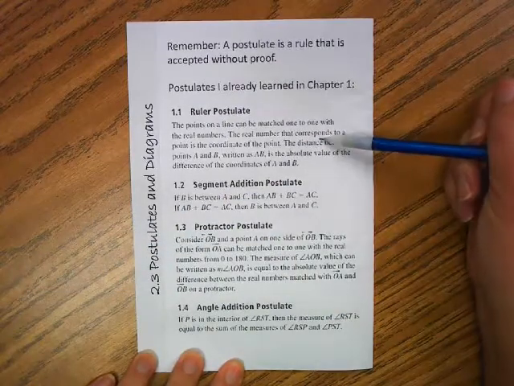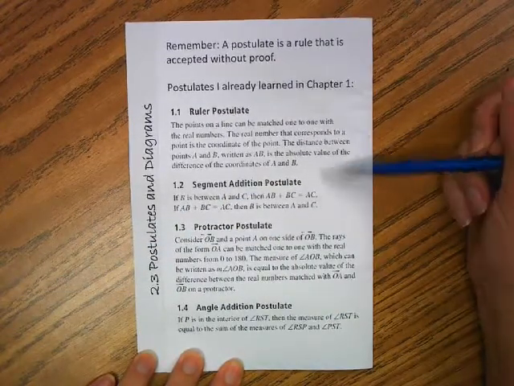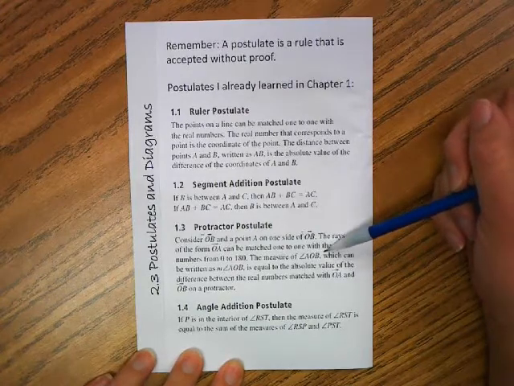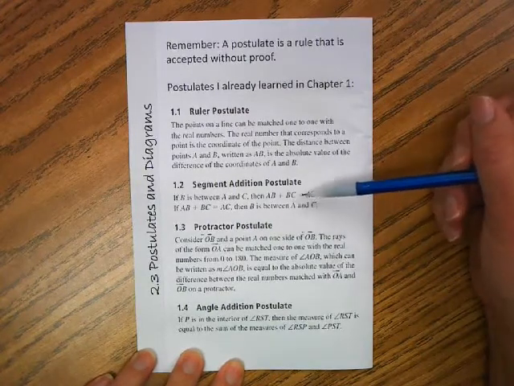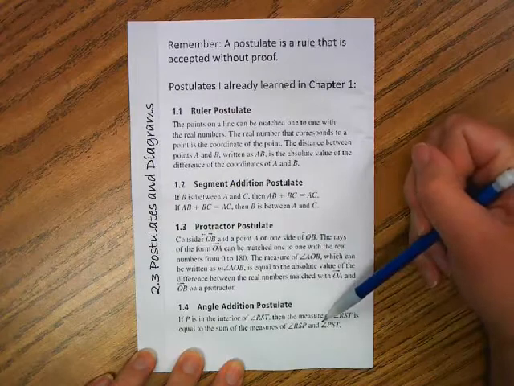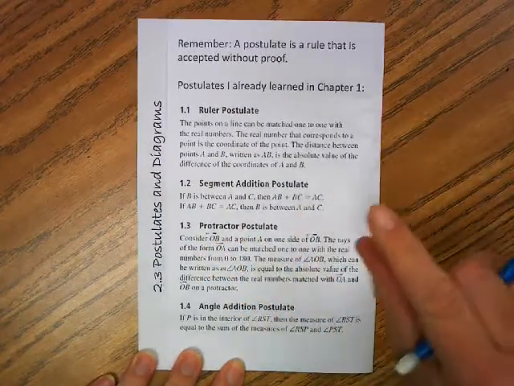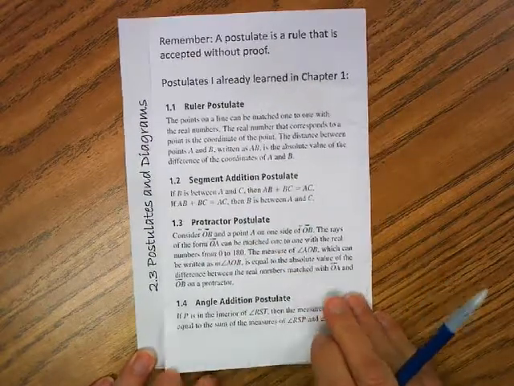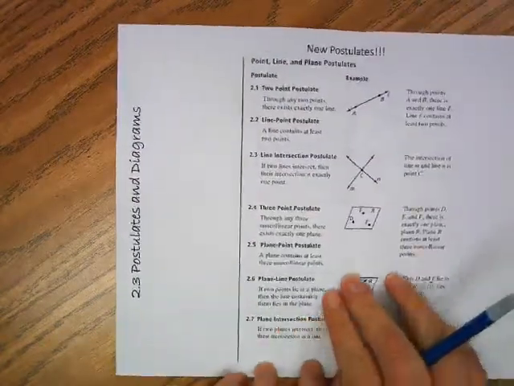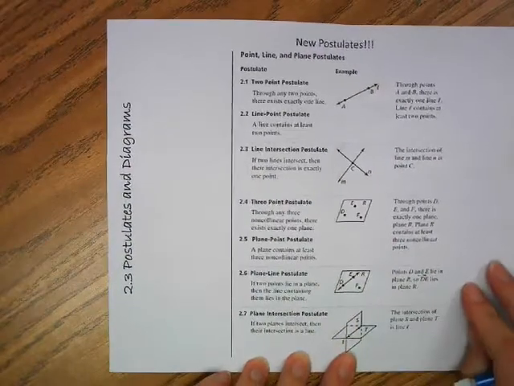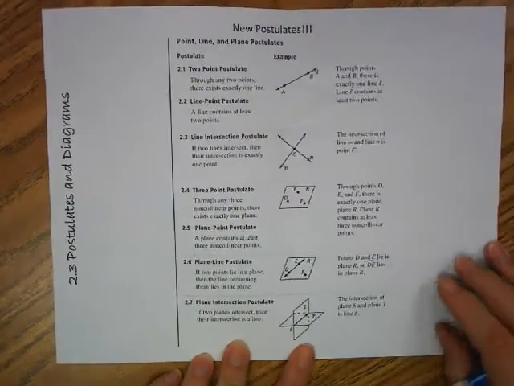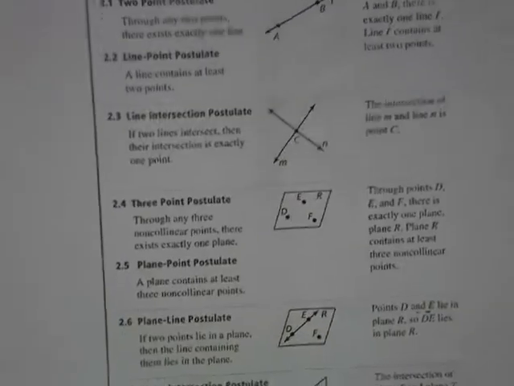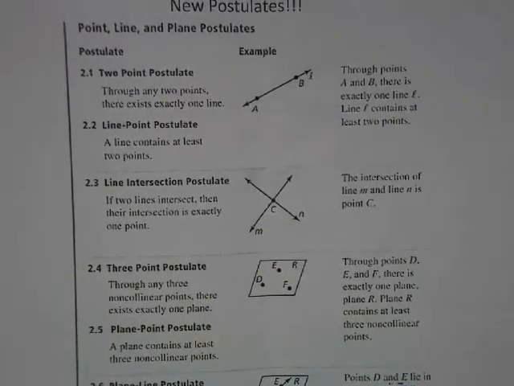So the ruler postulate was used to measure segments. The protractor postulate was used to measure angles. And then you have the segment addition and the angle addition postulate that we used with that part plus part equals whole. So that's just a reminder because now in section 2.3, we have 7 new postulates. But like I said, this should just be a review of a lot of the vocab from Unit 1.